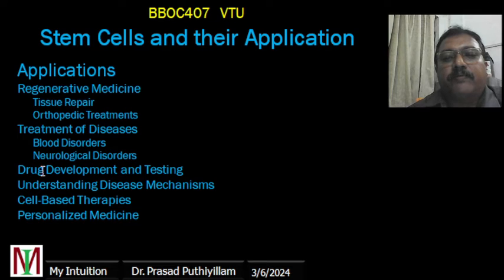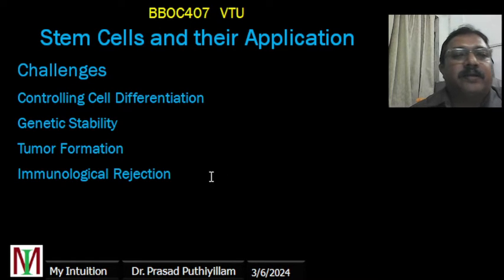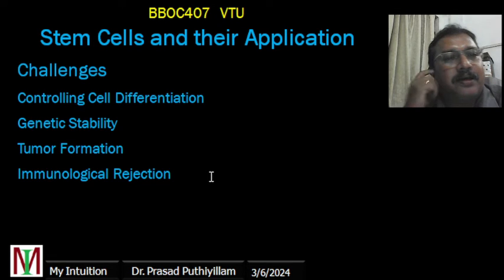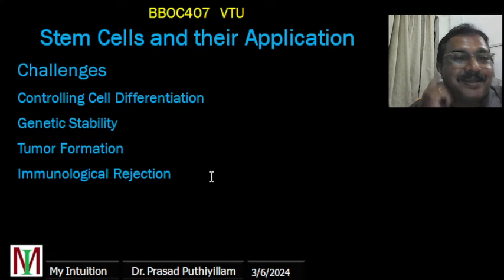Okay, there are six points. If you mention any five, you will get the marks, with two sentences about each. Challenges, one mark for challenges, one mark for the ethical concerns. Okay, so challenges: controlling cell differentiation, genetic stability, tumor formation, immunological rejection.